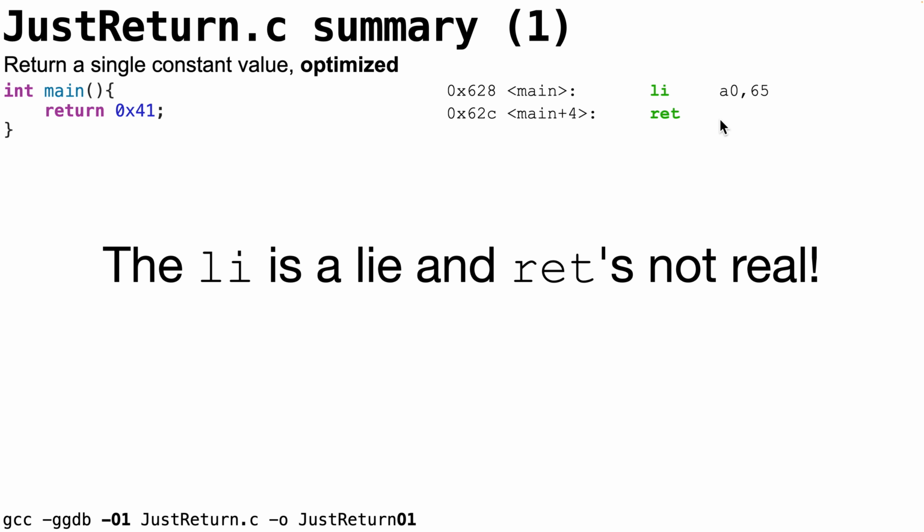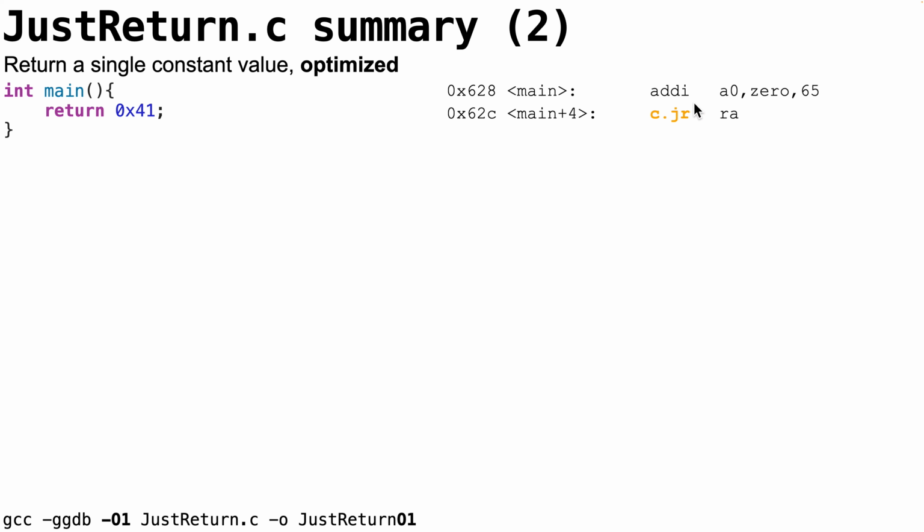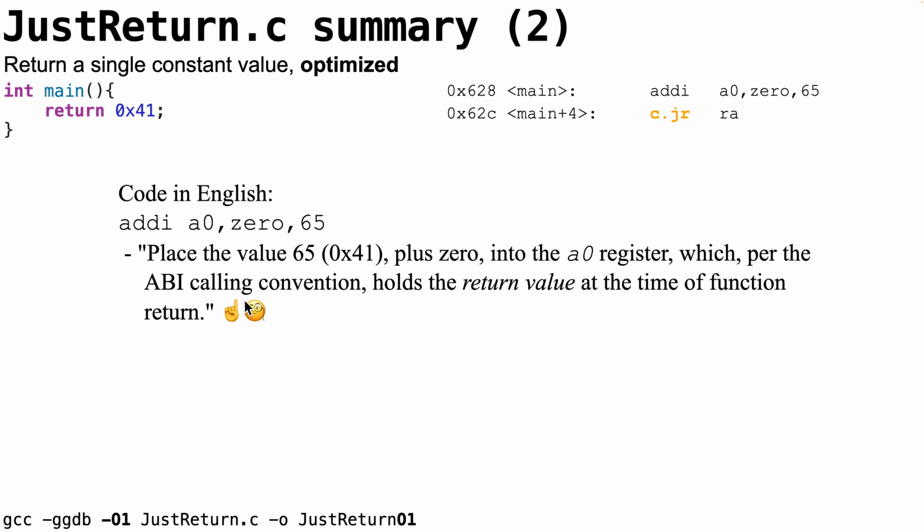So the lie is a lie, though, and the ret's not real. These are both pseudo-assembly instructions. And the real assembly instructions behind the scenes that were actually used for this compilation, for these compile options, is addi, where we have 65 added to 0. So here's the long form. Here's the extended form in English, right? Addi, we have the value 65, which is hex 41, plus 0, the 0 register. Add those two together and place it into the A0 register.